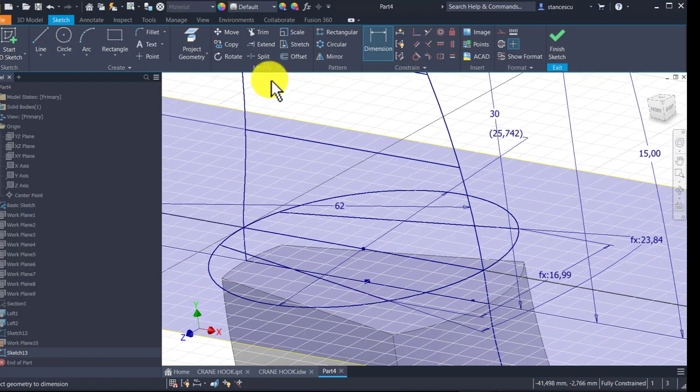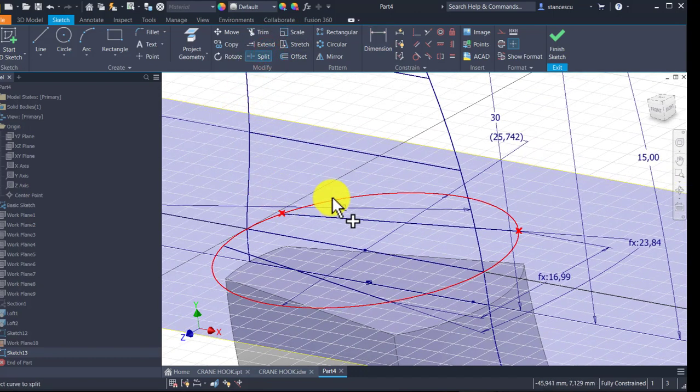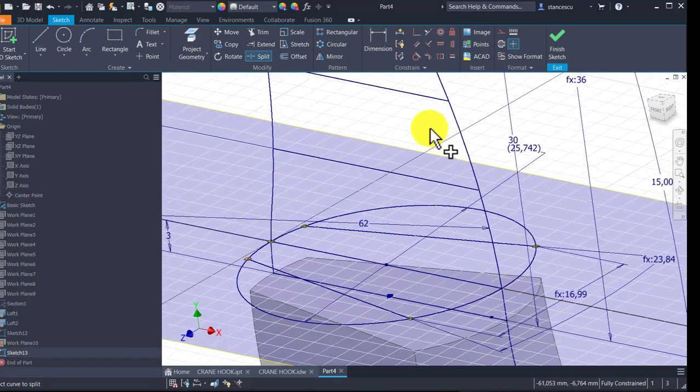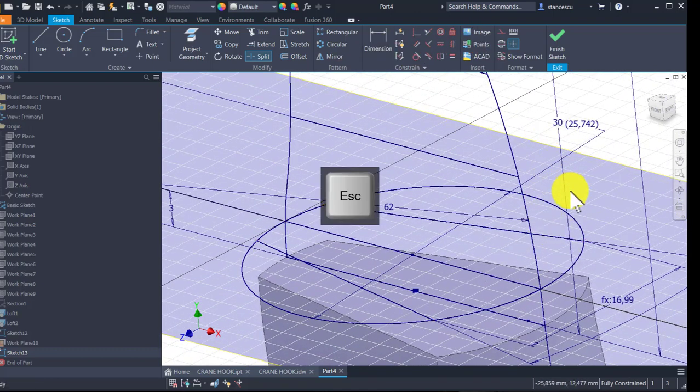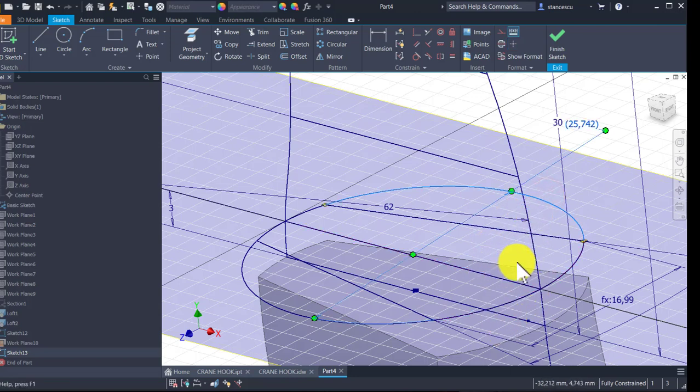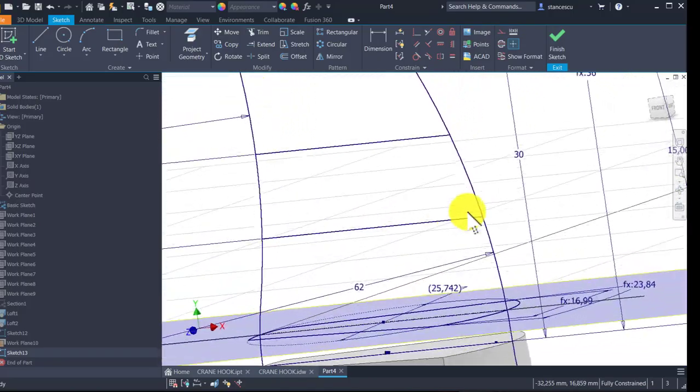Okay, split 2 points, 1 point, 1 point. Then construction. This I keep pressed the key Shift to select all in one step. This is good. Yes.